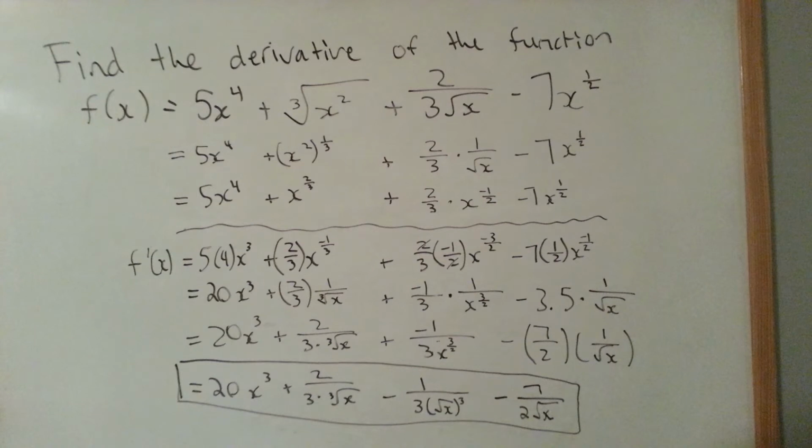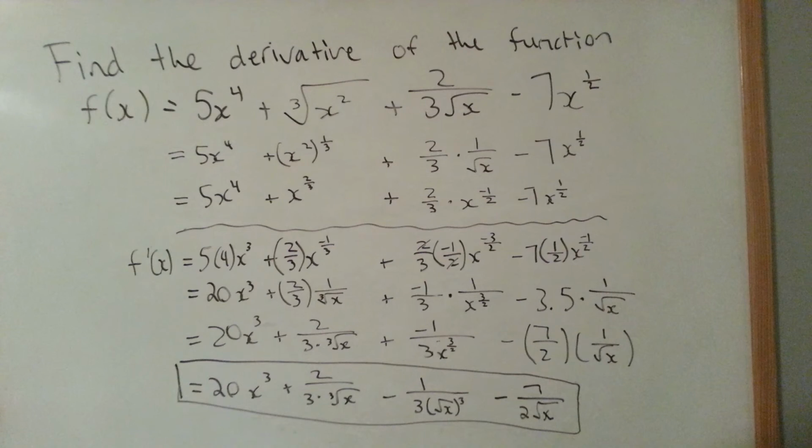The derivative of the function f of x equals 5x to the 4th plus the cube root of x squared plus 2 over 3 times the square root of x minus 7x to the exponent 1/2 is 20x cubed plus 2 over 3 times the cube root of x minus 1 over 3 times the square root of x cubed minus 7 over 2 times the square root of x.